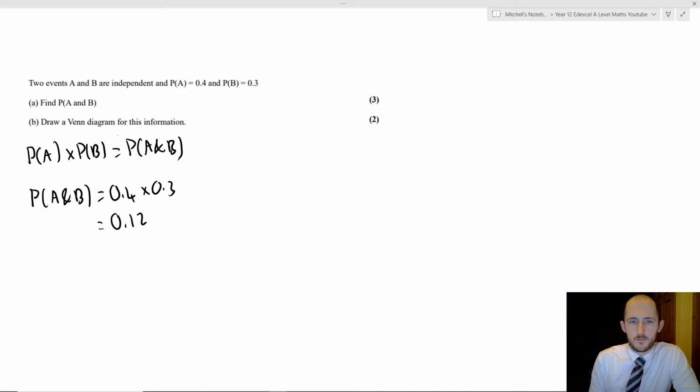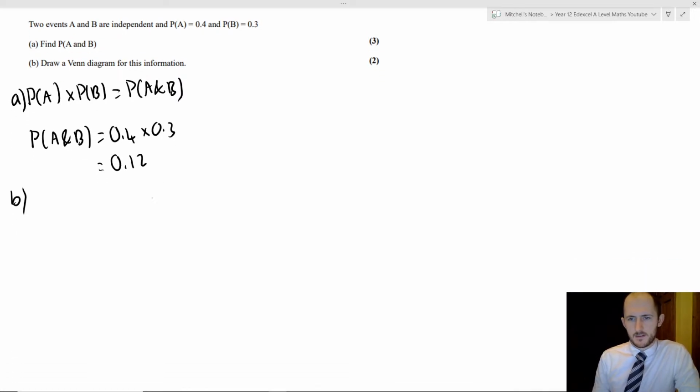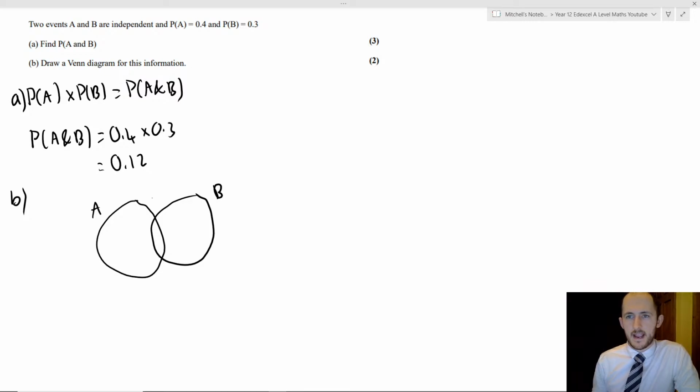And lastly, for part B, you just need to draw a Venn diagram. Again, we know there's going to be an overlap because we have probability of A and B. So probability of A happening, so we want the overlap first. Let's put the 0.12 there. I never leave enough gap. And probability of A happening is 0.4. So 0.4 minus 0.12 is 0.28. And 0.3 minus 0.12 is 0.18.